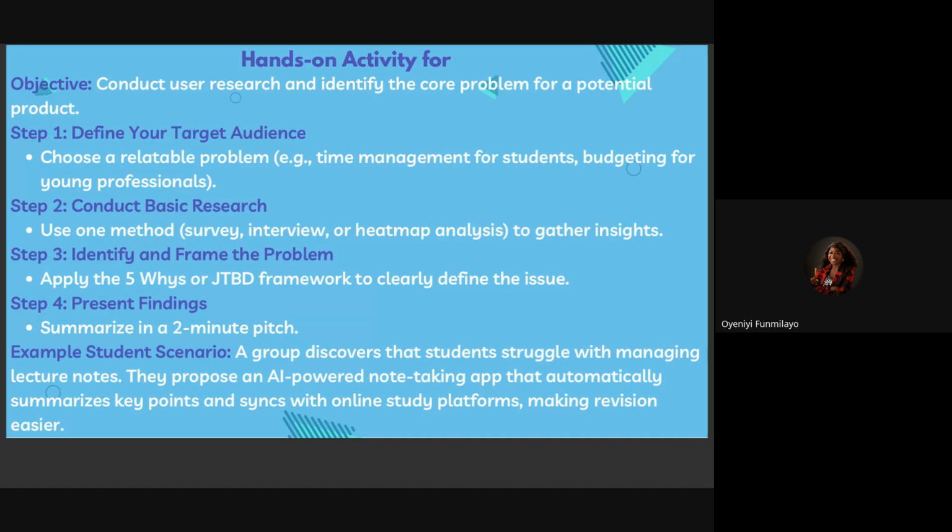I will give you or submitting next, not this Sunday, the following Sunday. So what we'll be doing here is, when we conduct this user research, conduct a user research and core problem for a potential product. So now this product is, you are picking whatever you want, right?